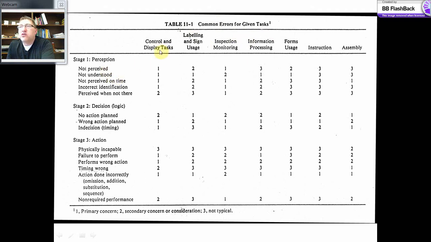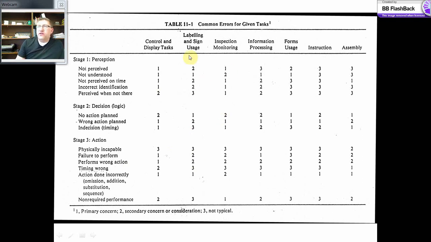So, control and display tasks: perceived when not there is a 2. Not perceived on time is a 1. What does that mean? Is a 1 worse than a 2, or a 2 worse than a 1? Well, what this is actually saying is this is the likelihood that this type of mistake is going to happen in this type of task. These stages of mistakes happen in each of these tasks with some likelihood. The highest likelihood is a 1, the lowest likelihood is a 3. So a 3 is not very likely. A 1 is extremely likely. Okay, your main focus. So see, that's not a very well-designed table.